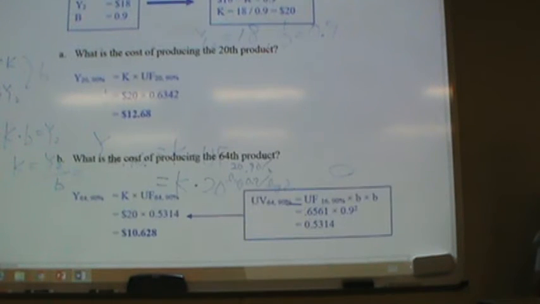So y 20th at 90% equals K times unit factor 20 at 90%, 20 times 0.6342 from the table, equals 12.68.